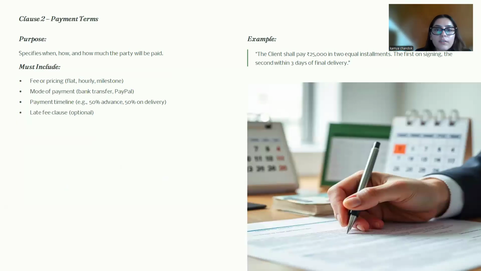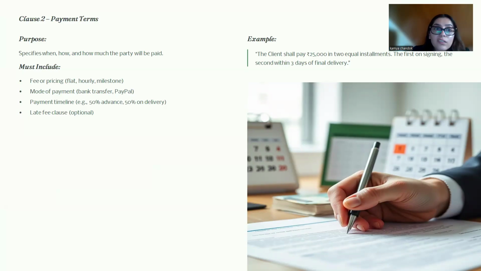Now let's talk about the payment terms clause. This clause answers when, how, and how much the provider will be paid. The elements you must include here are the pricing model. That is, it could be a fixed fee, hourly fee, or a milestone-based fee. The mode of payment, it could be through bank transfer, UPI, or PayPal.